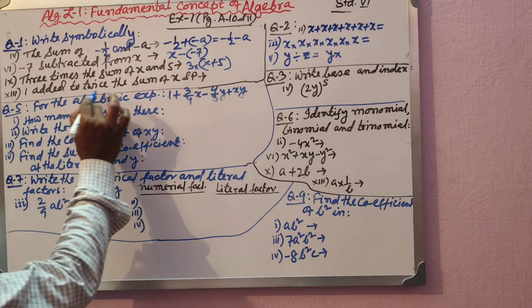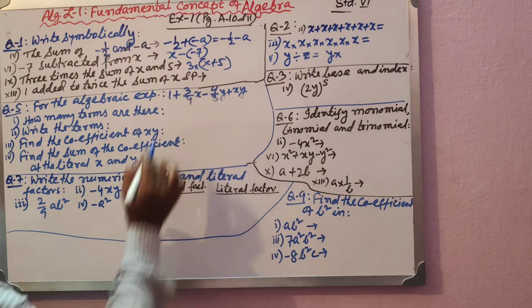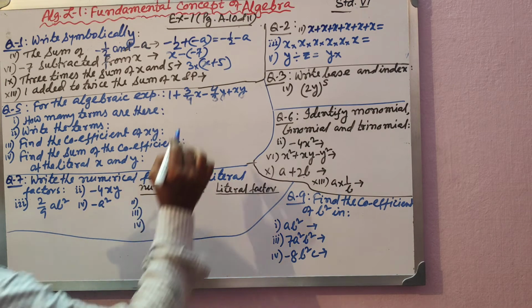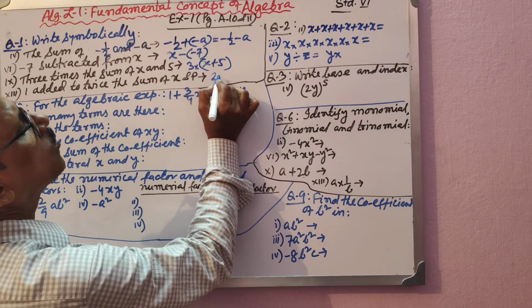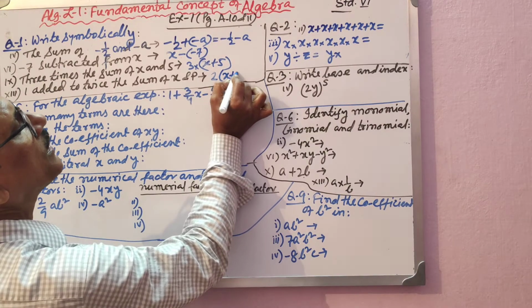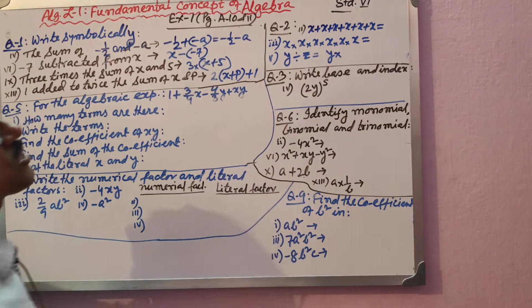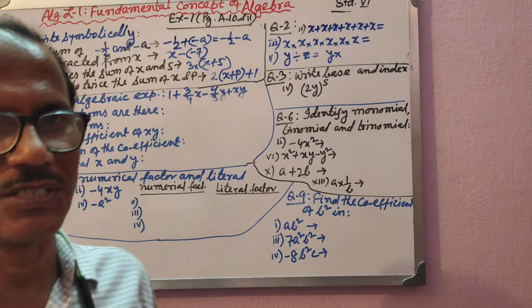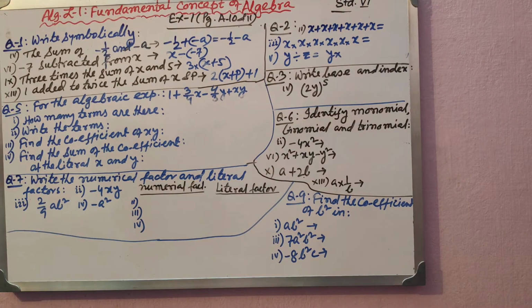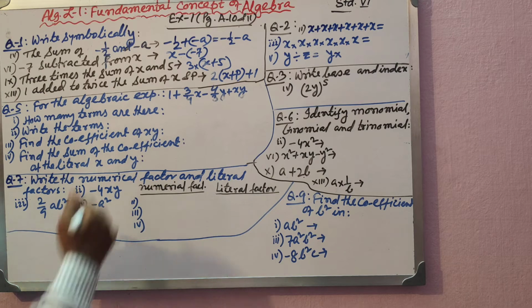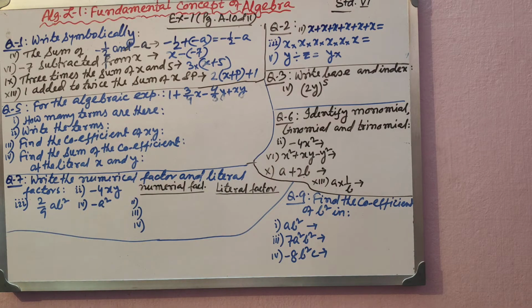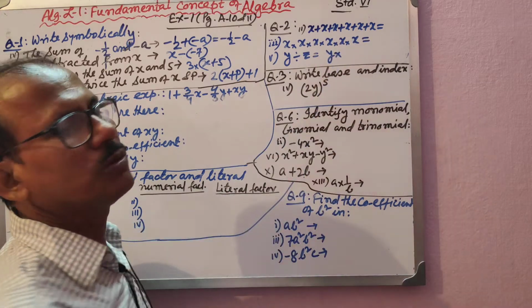Now, 1 added to twice the sum of x and p. Twice the sum of x and p, and 1 added. That's all. Things are very easy once you start understanding them. So that will be the answer. Now moving on to question number 2. Question number 2 is given to you in this way.